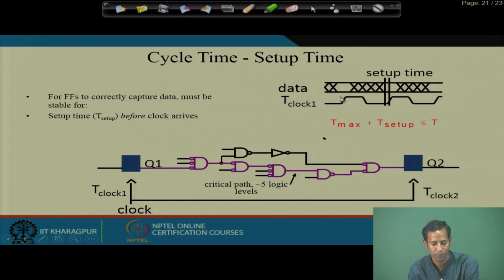Okay. So, for every flip flop to correctly capture the data, the data must be stable for the time period of T setup, which appears before the clock edge arrives. So, in this particular case the cycle time should be T max plus T setup, then only this logic will work perfectly fine, otherwise it may fail.